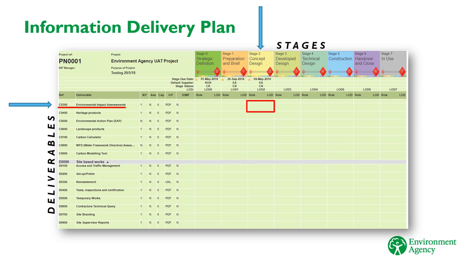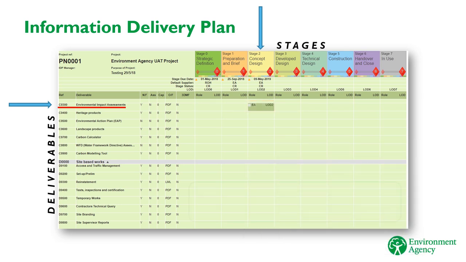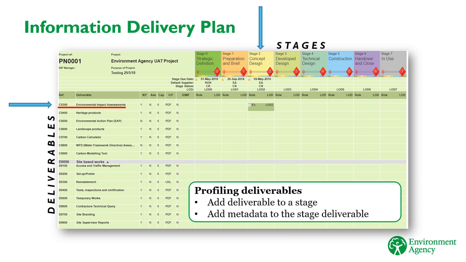The IDP tool will show you a dialog box, where you can add metadata to the deliverable. When you're done with this, you'll see the deliverable added under the stage column. This is called profiling a deliverable. This means you have specified a deliverable to be issued within a certain stage and started to profile it with metadata. At each stage the project manager needs to make sure they profile out all the deliverables they want to receive.